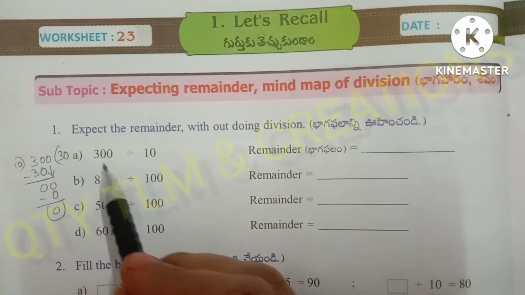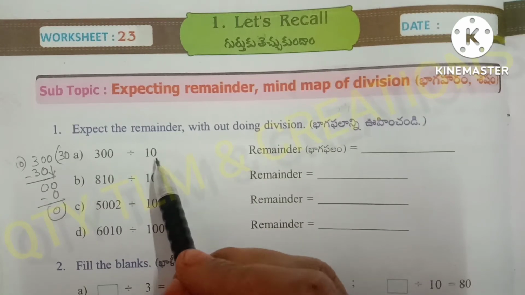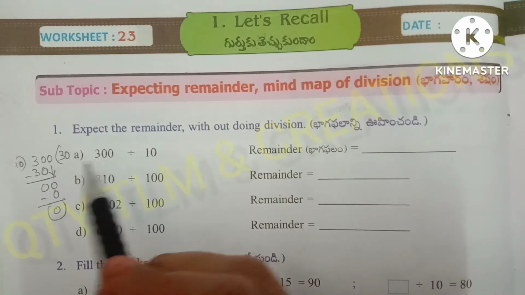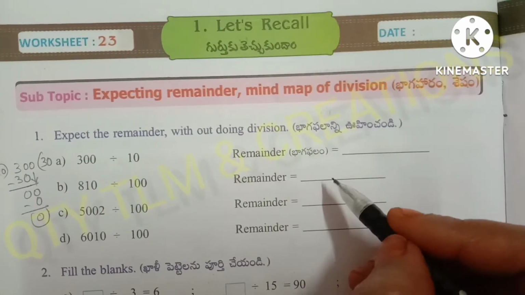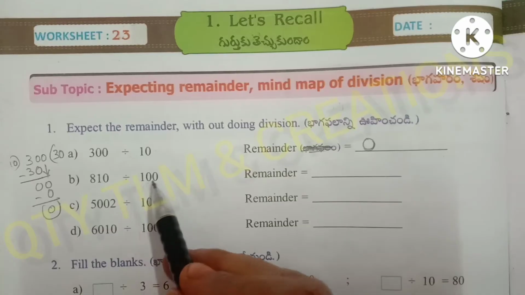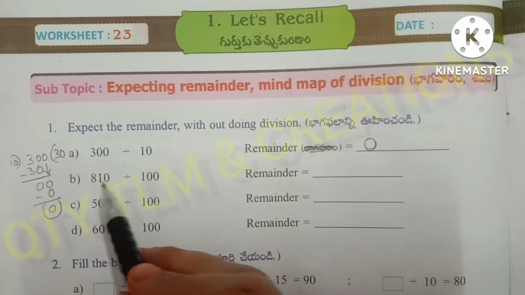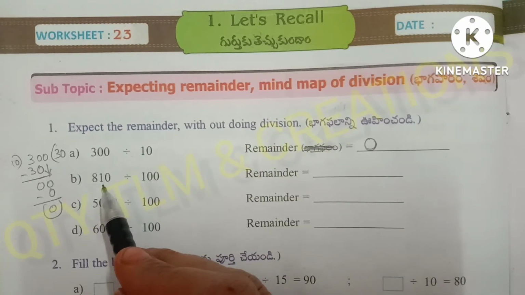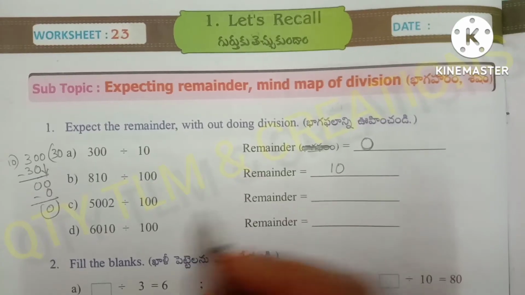Here A, 300 divided by 10. So 10 divides 300 for 30 times. So remainder is 0. B, 810 divided by 100. 100 divides 810 for 8 times and the remainder is 10.